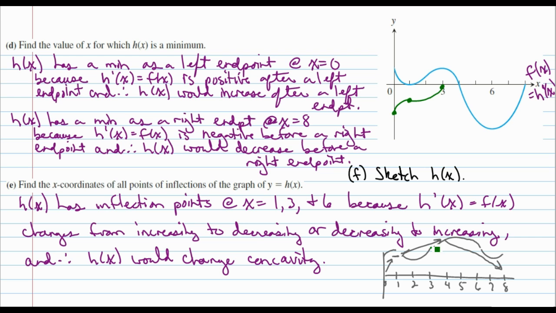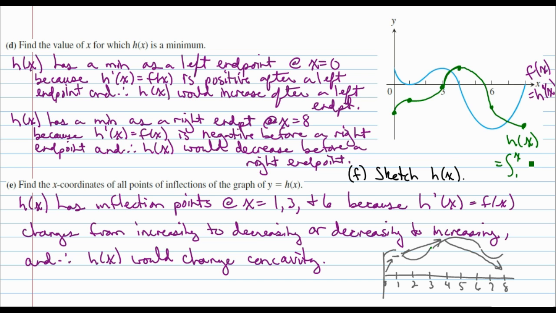At 3, I am still increasing, but I change to concave down until 4. At 4, I change to decreasing, but still concave down all the way to 6. At 6, I'm still decreasing, but I change to concave up until 8. And there's a rough sketch of what h of x would look like.